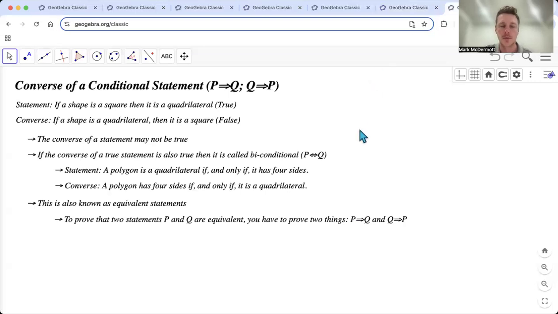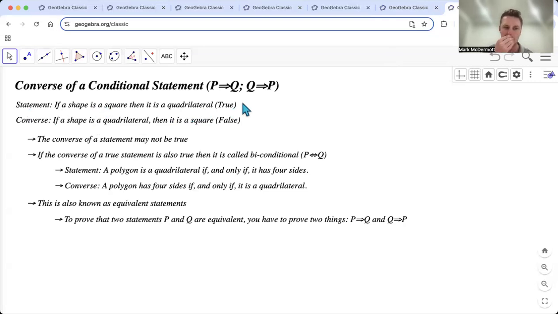Now, the last one, the converse of a conditional statement. I think this is a good example. Statement: if a shape is a square, then it is a quadrilateral. The converse of this is: if a shape is a quadrilateral, then it is a square. We can see that this first statement is true: if a shape is a square, then it's a quadrilateral.